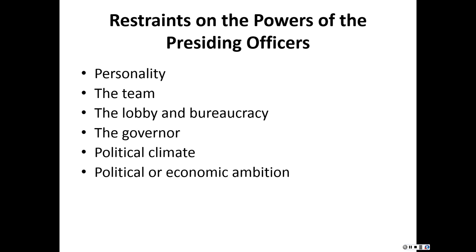Political or economic ambitions. And this is a restraint that the presiding officer places upon themselves. Do they have future political ambitions? If you're the lieutenant governor, do you one day plan to run for governor? Do you one day plan to run for a member of the U.S. House of Representatives or become a U.S. Senator?